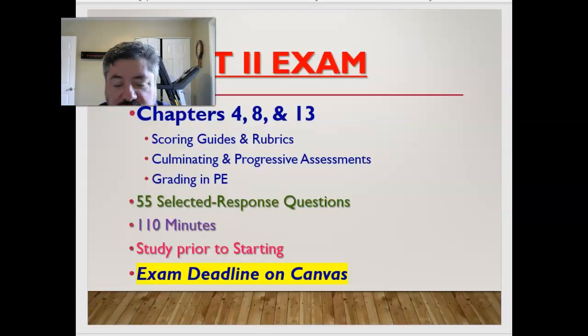What is the Unit 2 exam? Chapters 4, 8, and 13 over scoring guides and rubrics, culminating and progressive assessments, and grading in PE. There are 55 selected response questions. These are multiple choice and true-false. You have 110 minutes, so 2 minutes per question. Make sure you study prior to starting the exam. It's open for about 5 days, and the exam deadline and opening date are on Canvas. All right?